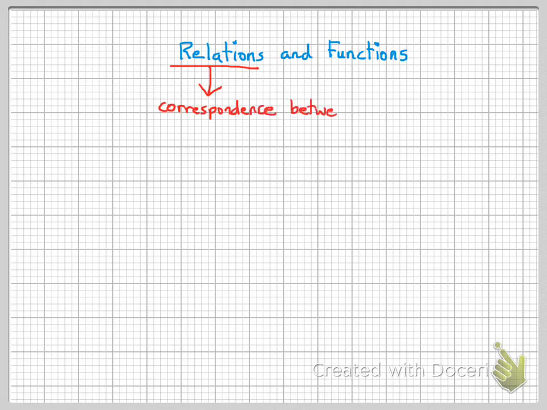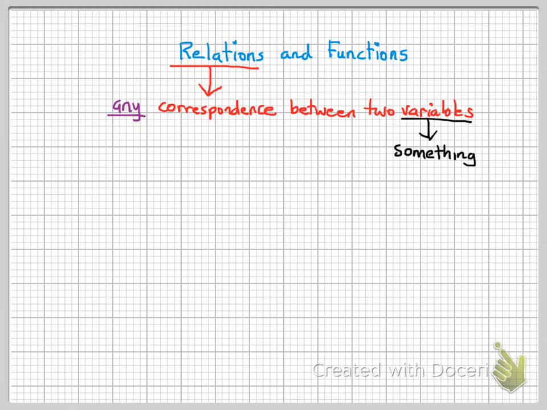First of all, what is a relation? A mathematical relation is a correspondence between two variables, any correspondence between two variables whatsoever. And these are generally represented with numbers. And we're going to see examples of those.